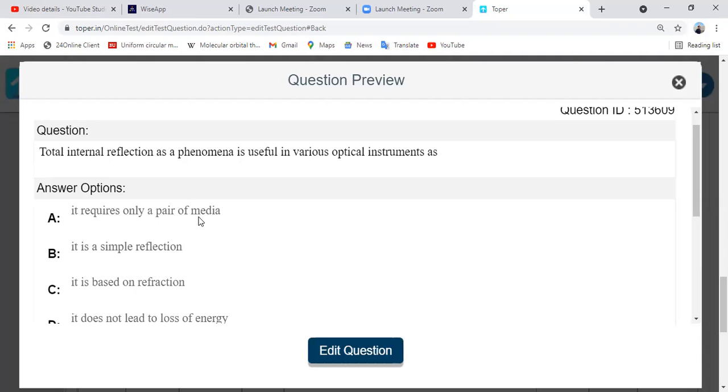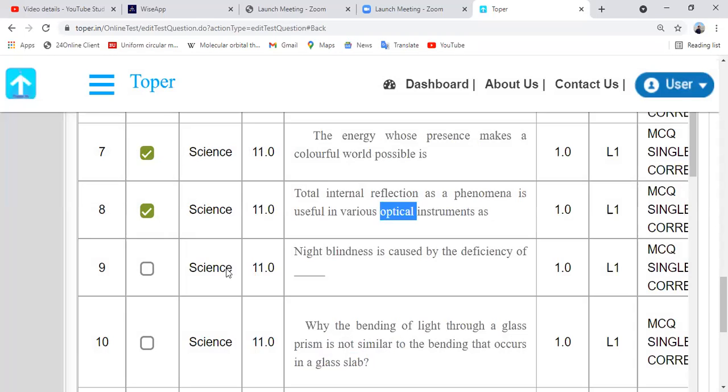Okay. So how is it correct that it doesn't lead to the loss of energy? See, loss of energy is nothing but the intensity of the light. If the intensity of light is higher, then the image will form clearly. So option D is correct.